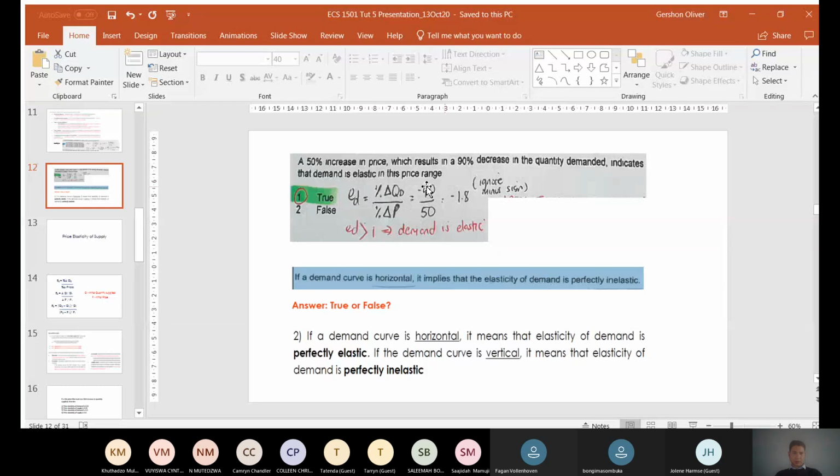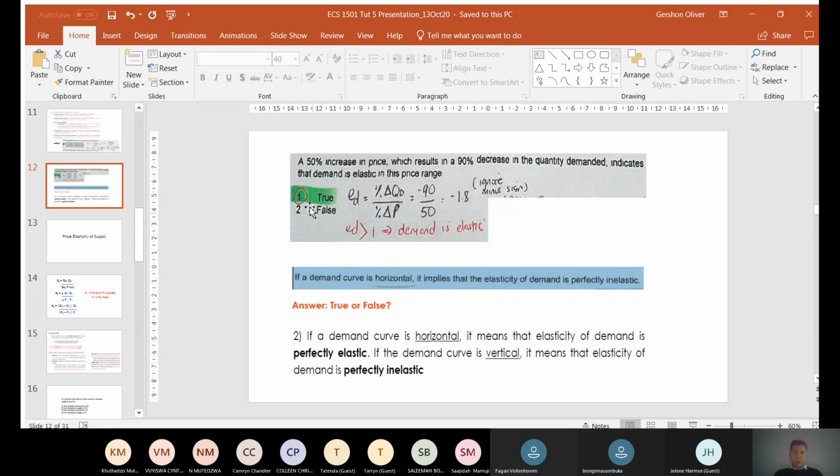So this is a true or false. The first thing we need to know is that there's a change in the price. They're talking about quantity demanded, so we know that this is price elasticity of demand. The next thing we need to know: if my price elasticity of demand is greater than 1, what is the good? The good is price elastic. In other words, it's sensitive to price change.